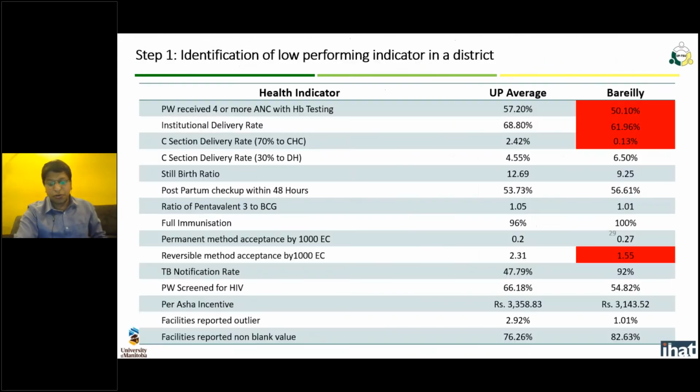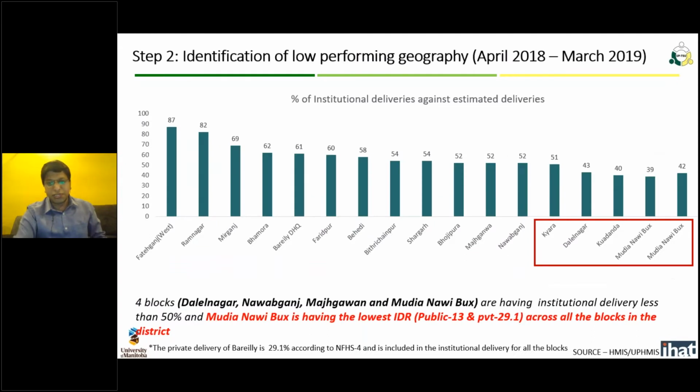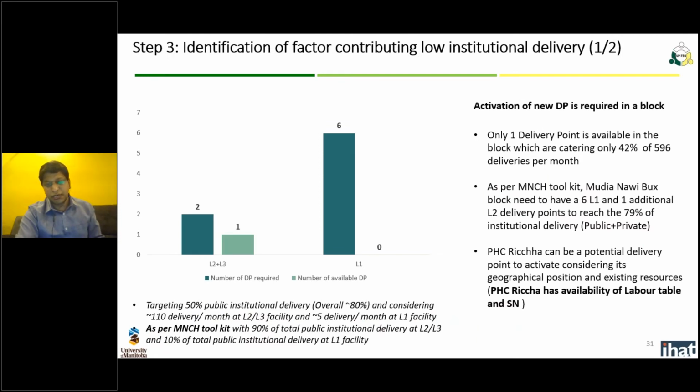I'm not going into detail about what the decisions were, but just to give you a glimpse, we identify the problem, and we identify the geography where the problem is happening. Here, for example, is institutional delivery, and with the help of input data and UPHMIS data, we can clearly see why institutional delivery is low. Do we have enough delivery points considering the population, or not? If the delivery point itself is not there, we anticipate that more and more home deliveries might come into the picture.